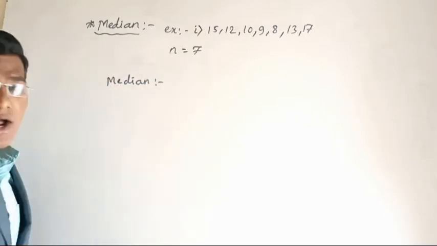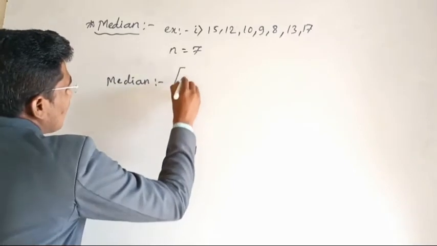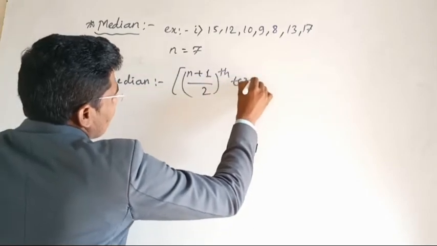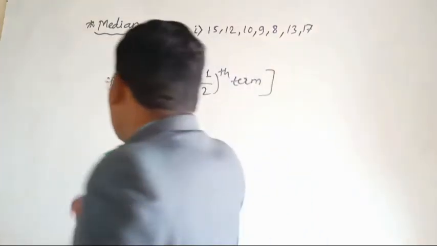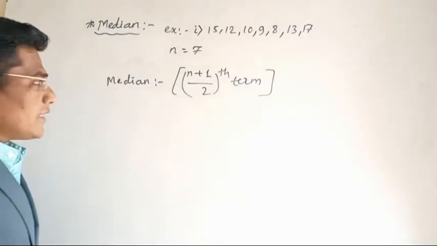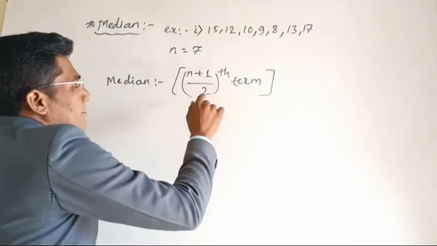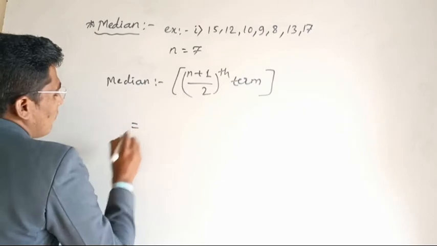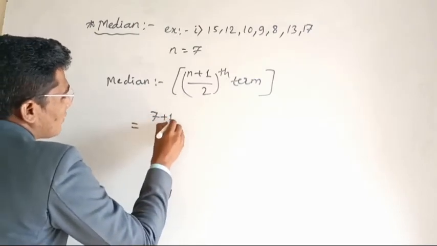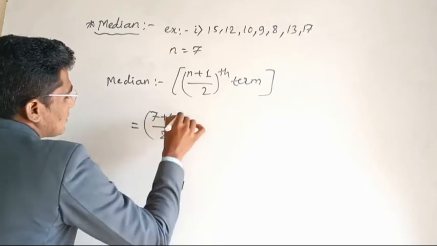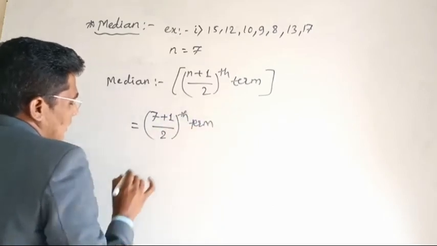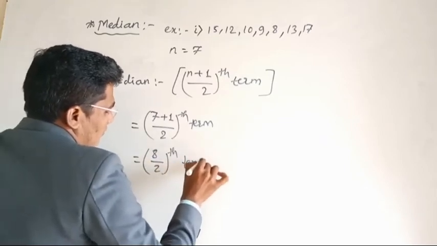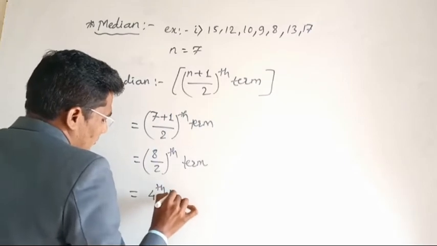if the number of observations is odd, is equal to the (n plus 1) by 2 term. If the number of observations is odd, then the formula for the median is the (n plus 1) by 2 term. Now by putting n equals 7, we get the median as the (7 plus 1) by 2 term, which is 8 by 2, which is the 4th term.